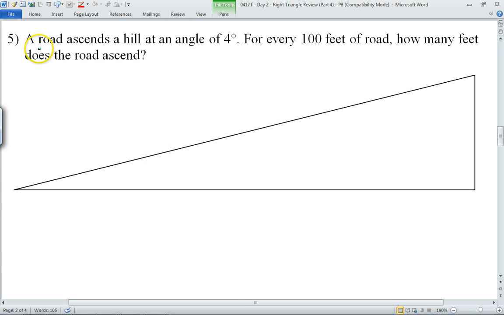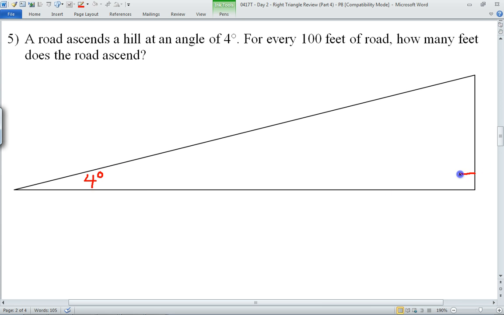Number 5. A road ascends a hill at an angle of 4 degrees. Ascends just means it goes up. So a road goes up a hill at an angle of 4 degrees. That means this is a 4-degree angle. Oh yeah, draw a picture. Please, please, please. Anytime they start describing a situation and they didn't give you a picture, you better draw a picture. So there's my 4 degrees.